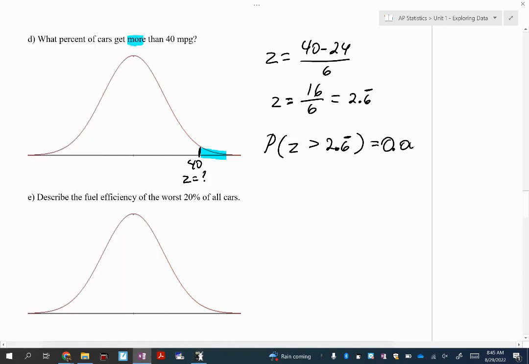We get 0.004 or 0.4%. So very unlikely. Let me rephrase. The percentage of all cars that are getting 40 miles per gallon is very, very small. Not even 0.5% of the cars are getting that efficient of fuel efficiency.